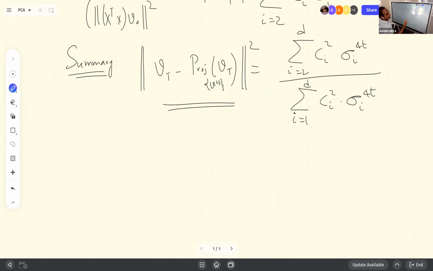So how can I proceed now? Any guesses? Our goal is to say that this number, the distance, is actually small. It's decreasing as you run for more and more iterations. So what can I do to do that? Any guesses?